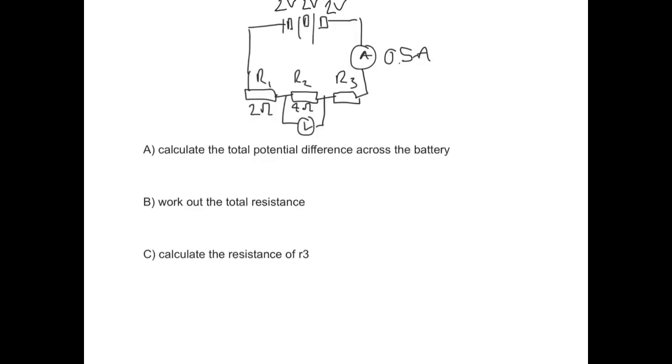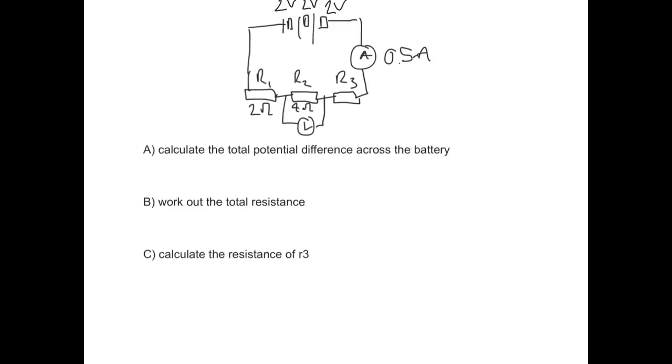Okay, so I've drawn a horrendous circuit here, but hopefully it will still manage to help you at least some way. So this is an example of the sort of thing you could get in the exam. We can see that we have a series circuit with a battery made up of 3 cells, an ammeter with a reading of 0.5 amps and 3 resistors in series. We've been given 2 of their resistances. We don't know the third one, and a voltmeter has been added in parallel around resistor number 2.